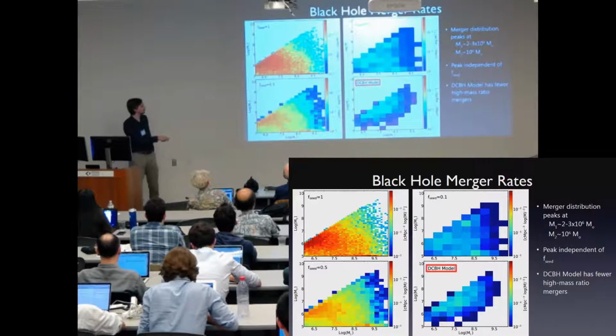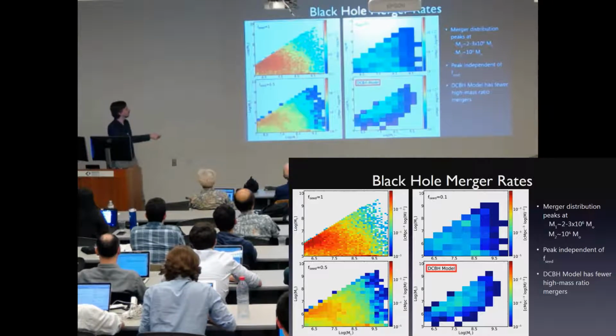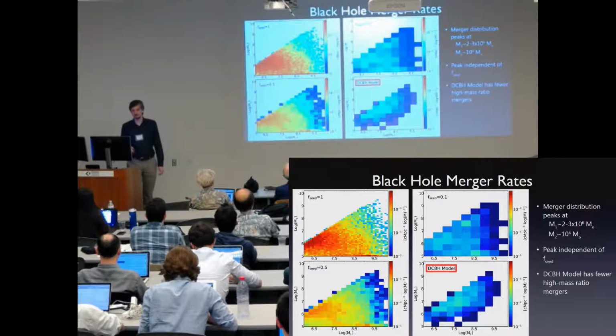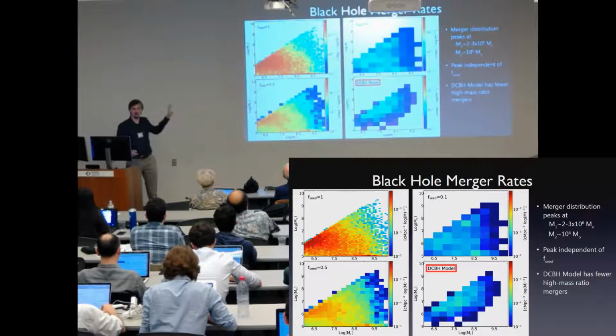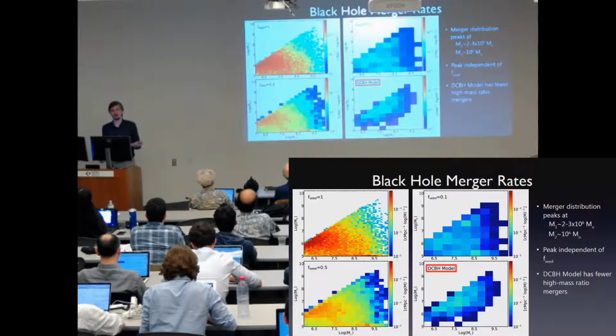What's happening is that in this model, all the seeding is happening at high redshift. So at low redshift, you don't have any low mass black holes left, or you have very few. So it's incredibly difficult to get a very massive black hole merging with a low mass black hole. If you can quantify the distribution of merging masses, this is a very good way of differentiating between how supermassive black hole seeds could have formed.